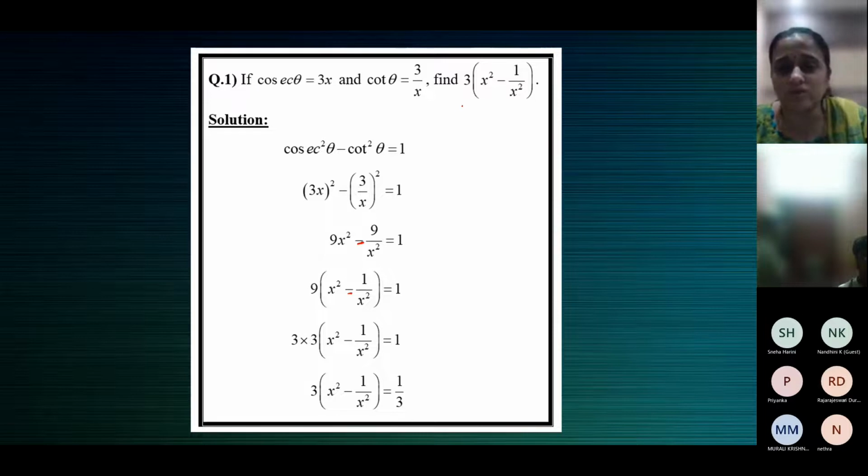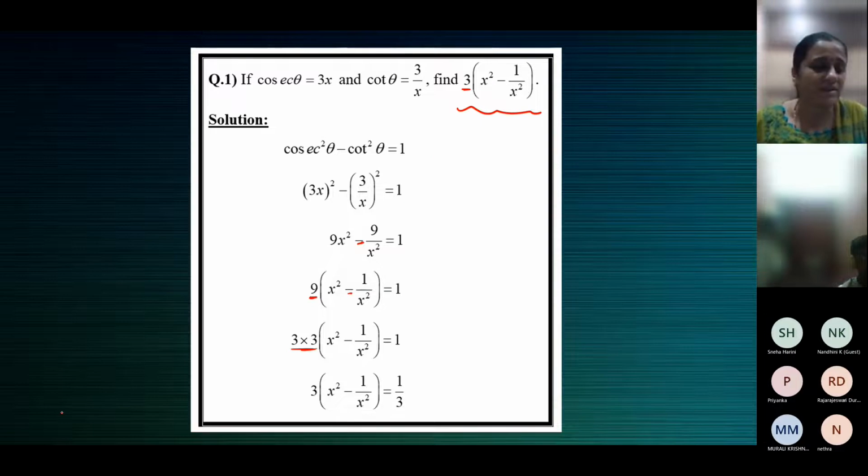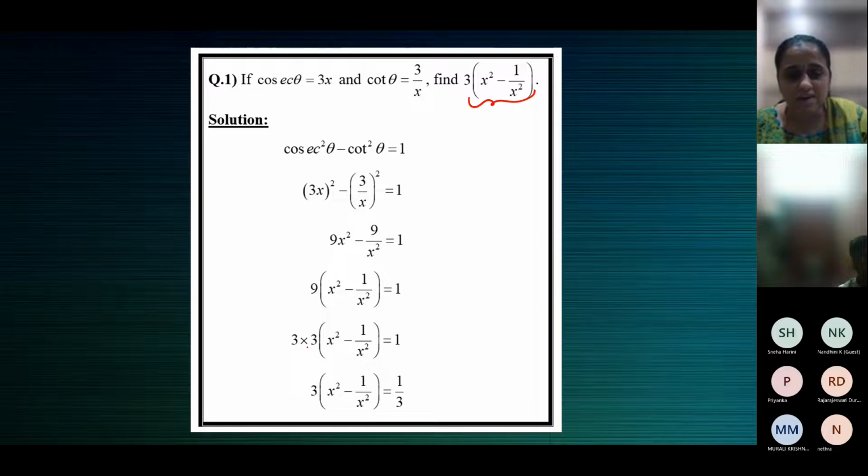But we have to find the value of 3 of x square minus 1 by x square. So let's write 9 as 3 into 3. 3 into 3 of x square minus 1 by x square is equal to 1. Since we have to find this, we'll have this on the same side. We'll transpose 3 alone, because we need to find this value. So 3 of x square minus 1 by x square is equal to 1 by 3.